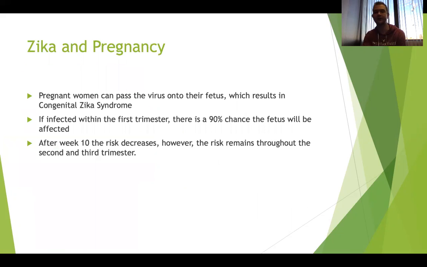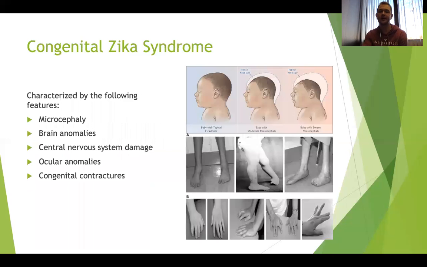Now moving on to congenital Zika syndrome. If a pregnant woman gets the Zika virus, she can potentially pass it down to her fetus, which results in congenital Zika syndrome. If the mother is infected within the first trimester, there's about a 90% chance the fetus will be affected. And the risk continues into the second, third trimester, although it is significantly lower after the 10th week. Congenital Zika syndrome is characterized by microcephaly, which is the abnormally small head of a baby, which can be seen in the first picture.